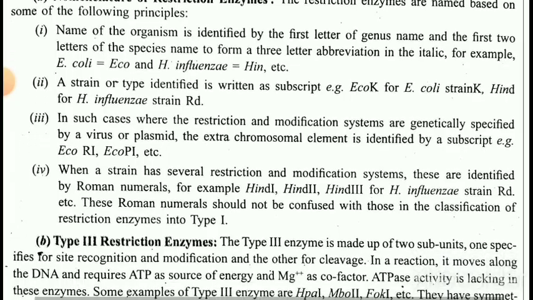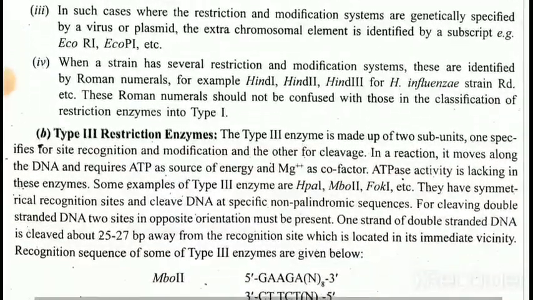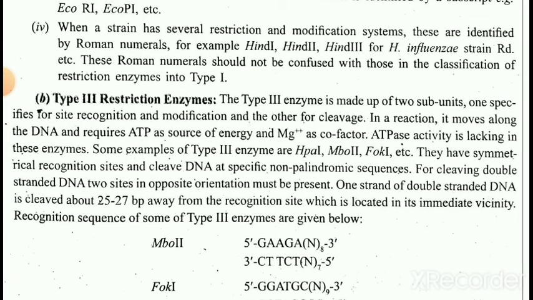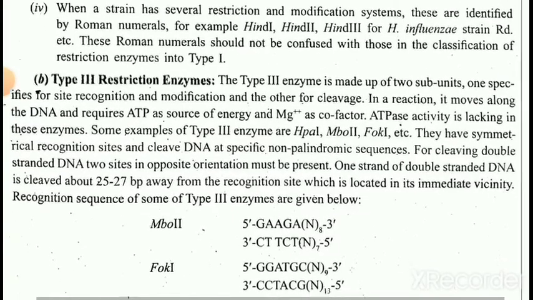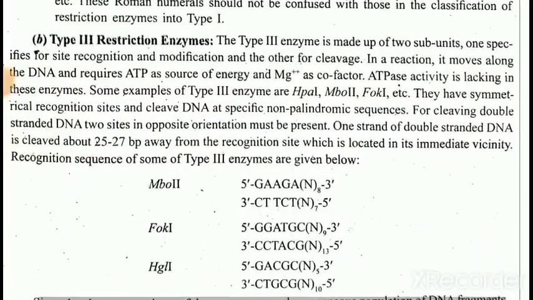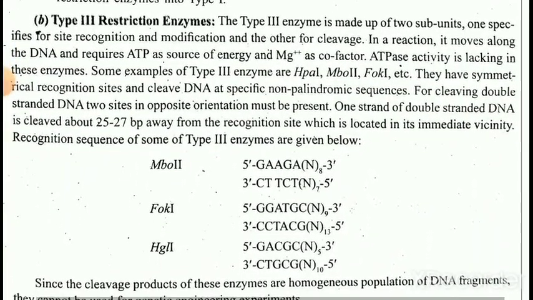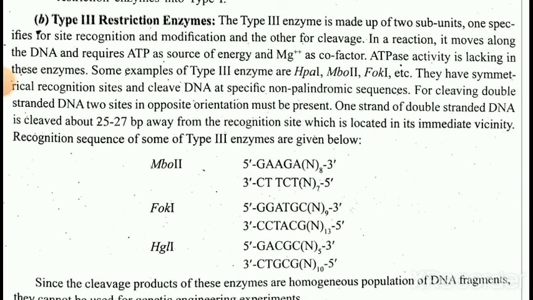B. Type 3 restriction enzymes. The type 3 enzyme is made up of two subunits. One specifies site recognition and modification and the other is for cleavage. It moves along the DNA and requires ATP as a source of energy and Mg++ as a cofactor. ATPase activity is lacking in these enzymes. Some examples of type 3 enzymes are HpaI, MboII, FokI, etc.